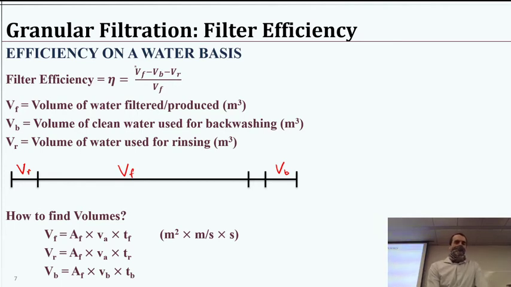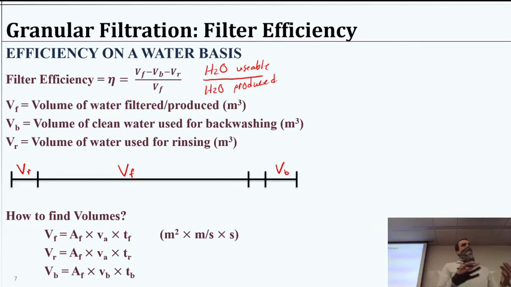Okay, so that gives us this value that's going to be a ratio of the water remaining or usable, divided by the water produced. Okay, so on an efficiency basis, if we have an intake of 5 million gallons per day in our drinking water plant intake, that's how much water we're drawing in from a lake, a river, stream, wherever. How much of that can actually become useful water? Well, this is part of that efficiency calculation because we're going to lose some of it by backwashing and rinsing. Okay, so that's what this parameter is for, to give us an idea of that water-based efficiency.